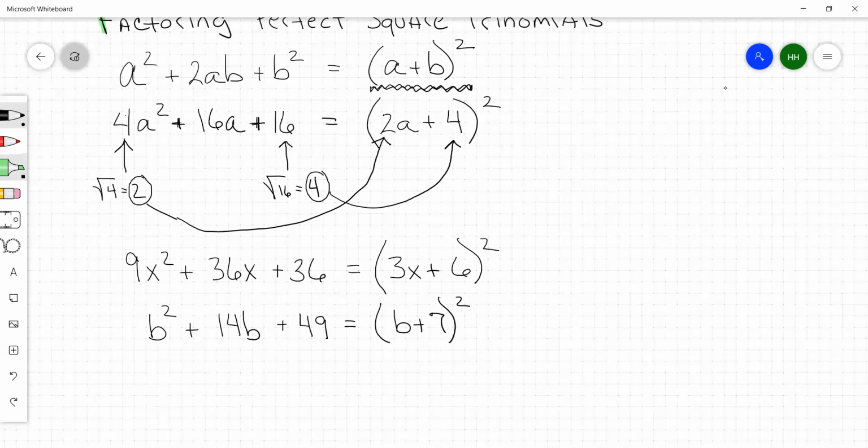Good with that? If the first term is a perfect square and the last term is a perfect square, then the square root of the first term goes here. The square root of the last term goes here. Everything has to be plus, and you have a plus in your factor. That's the first type of problem you'll see.